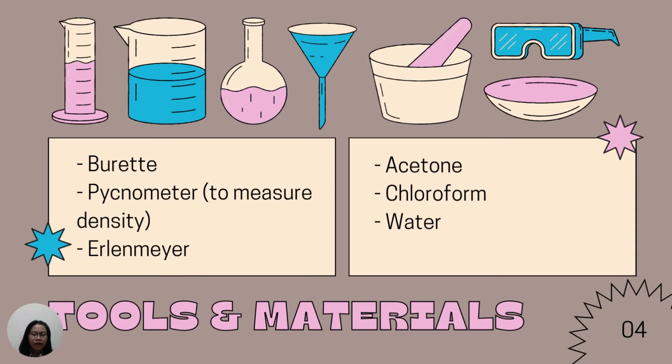The tools used are burette, pycnometer to measure the density, and Erlenmeyer. The materials needed are acetone, chloroform, and water.